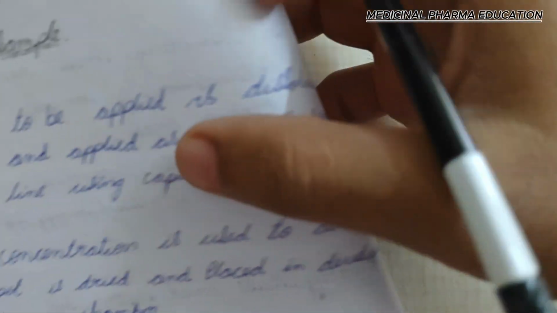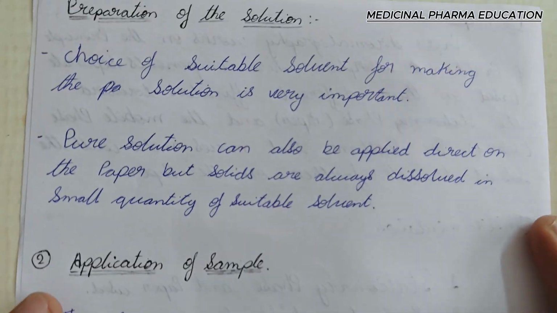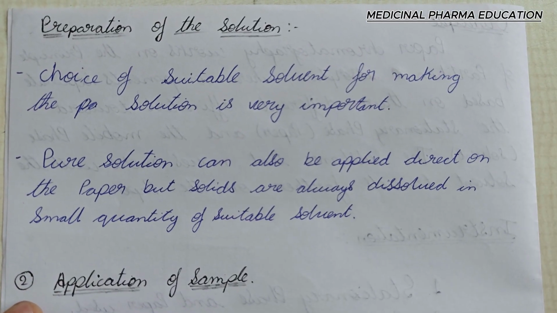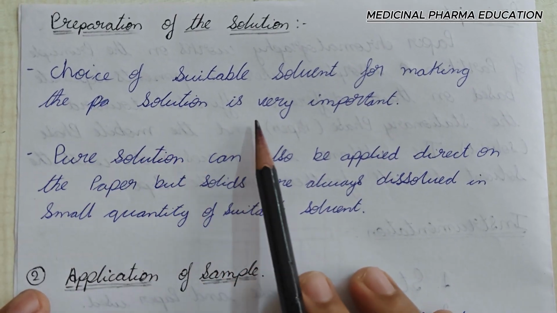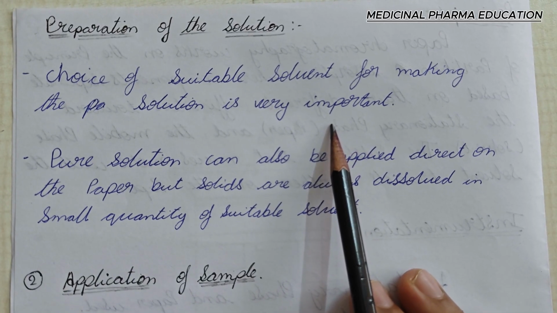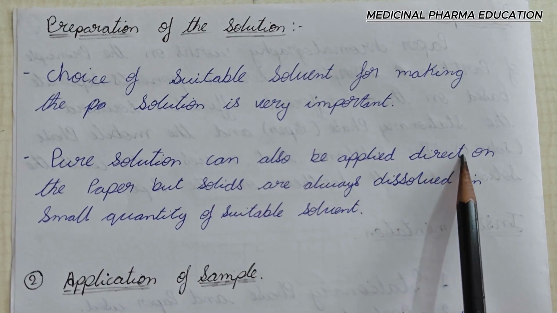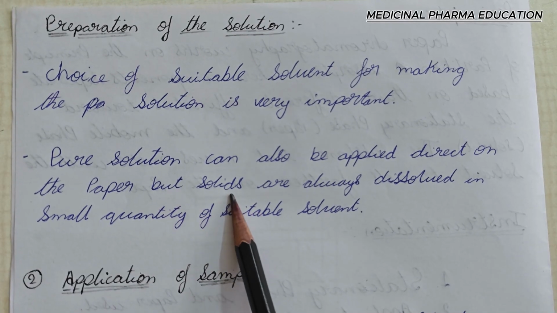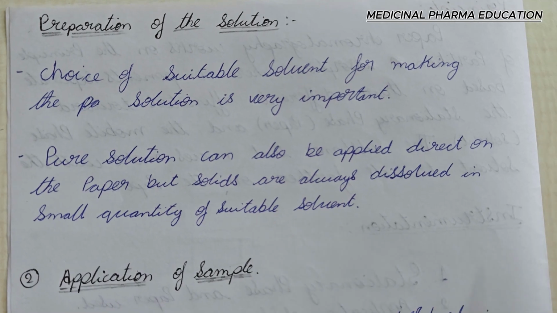Next, we'll discuss what's there in the next one. Preparation of solution. How will you prepare the solution? Okay, choosing a suitable solvent for making the solution is very important. For making the solution, it's very important, because the proper chromatography depends only upon this. Pure solution can also be applied directly on the paper, but solids are always dissolved in small quantities of suitable solvents.